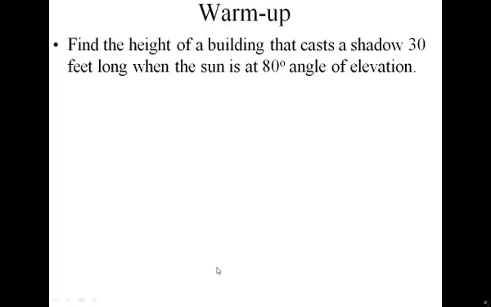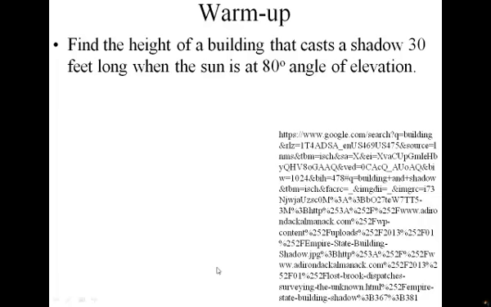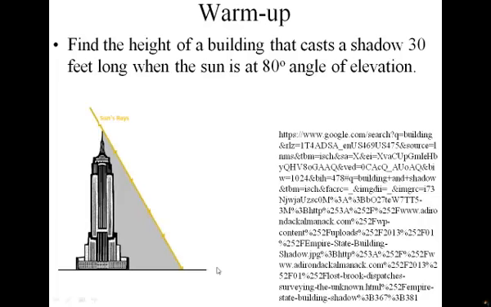Find the height of a building that casts a shadow 30 feet long when the sun is at an angle of elevation of 80 degrees. Here's my long drawn-out website that I got this lovely image from. So what we do know is that we have an angle of elevation, which is 80 degrees. And remember, an angle of elevation is just an angle from a horizontal. So we know that this is a horizontal. We also know that hopefully our building is upright. Okay, and so we have a shadow that is 30 feet long is what they said.